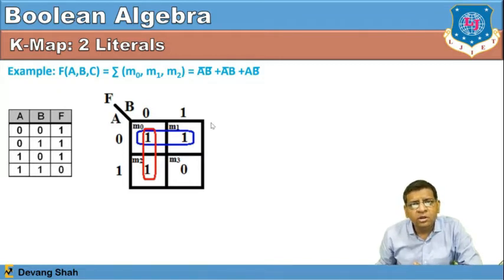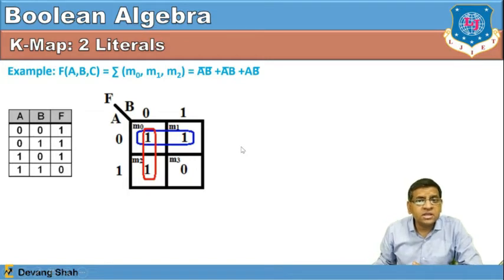For the group circled in blue, you can see B is 1 and 0, both incorporated. So there is no meaning of B, but the A bar will cover the complete row, having the 1 1. So one of my answers is A bar.